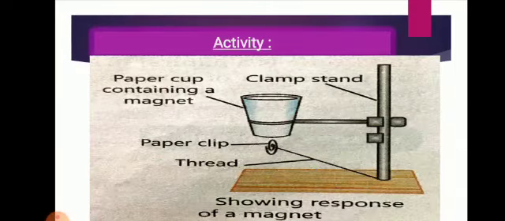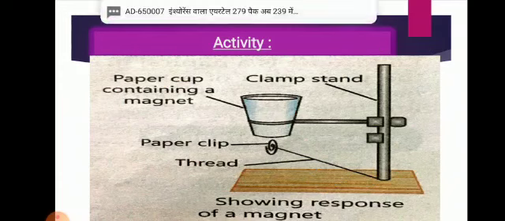Here is one activity. It shows the response of the magnet, how it works. For this you need a plastic glass, a magnet, paper, thread, a paper clip and a clamp stand. This stand is known as a clamp stand. Take a plastic glass and set up the arrangement as shown in the figure. Place the magnet inside the glass and cover it with paper, such that the magnet is not visible. Now attach the thread to a paper clip and fix it at the base of the stand.